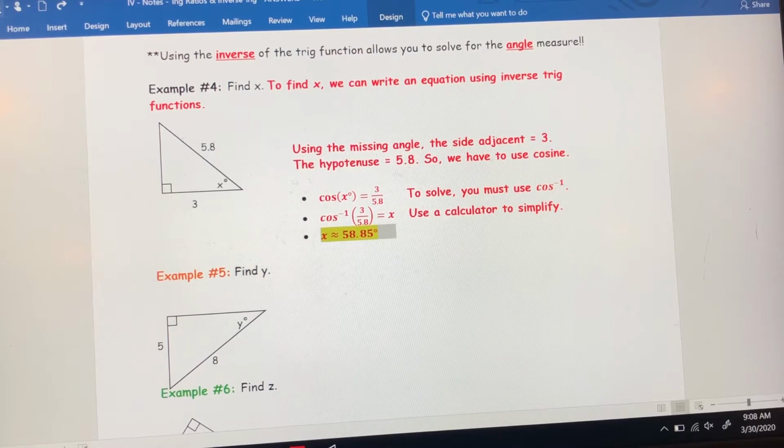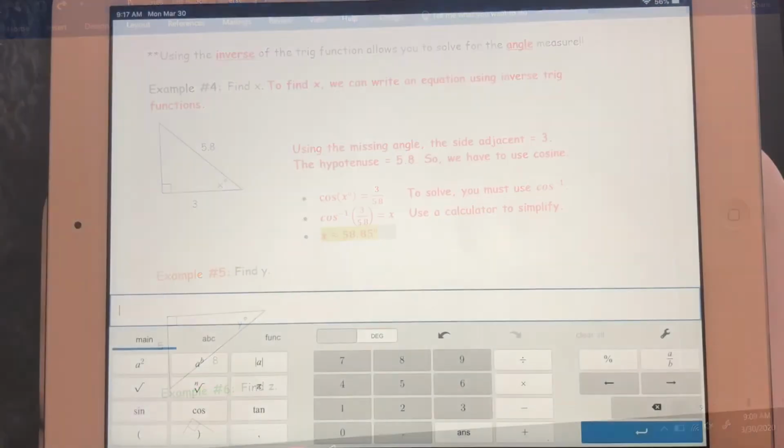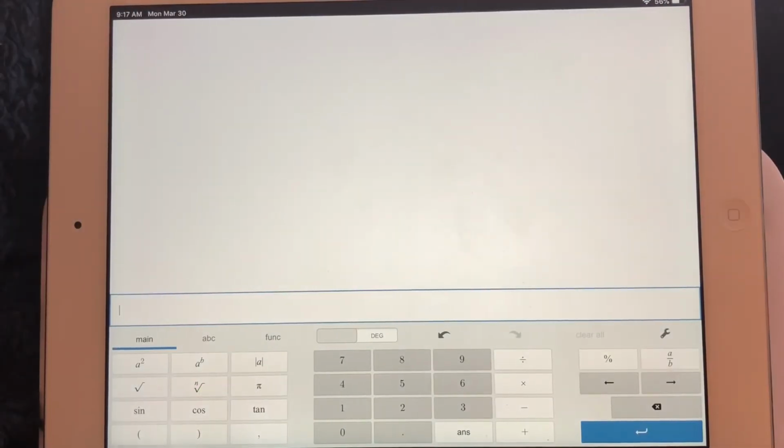I'm going to show you that calculation now on a Desmos scientific calculator. I highly suggest you guys download that app or find it online. It's a really good app for finding these values. So in example 4, we had the cosine of X equal to 3 over 5.8, and we have to use inverse cosine to find that angle measure.